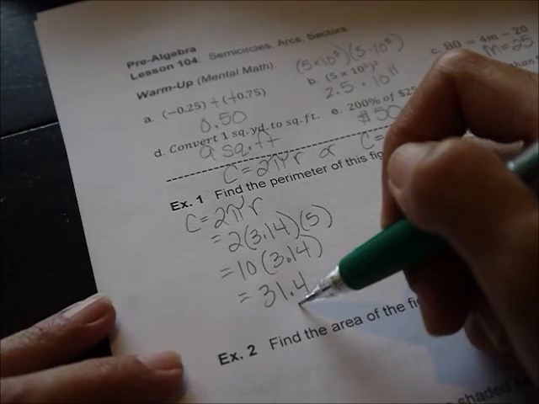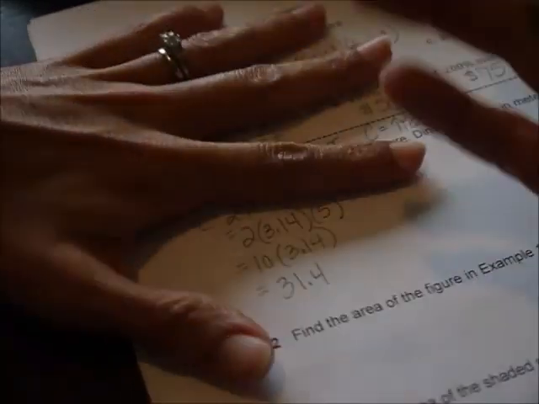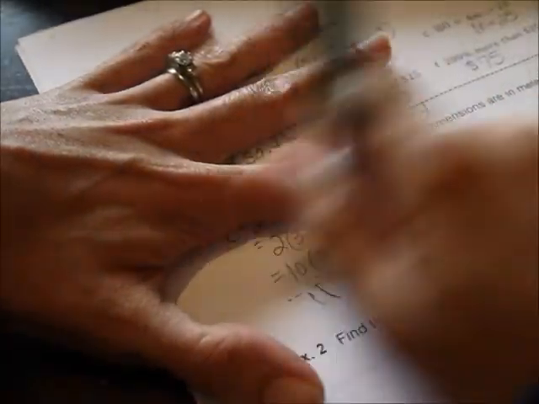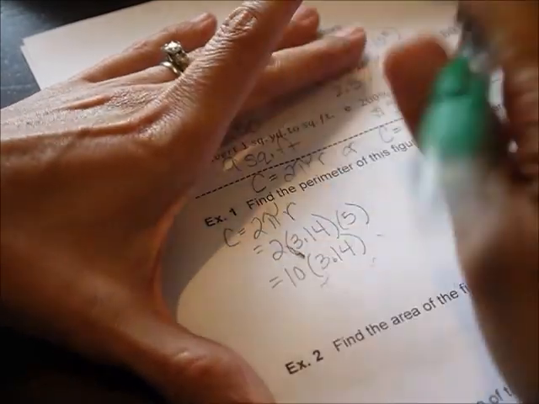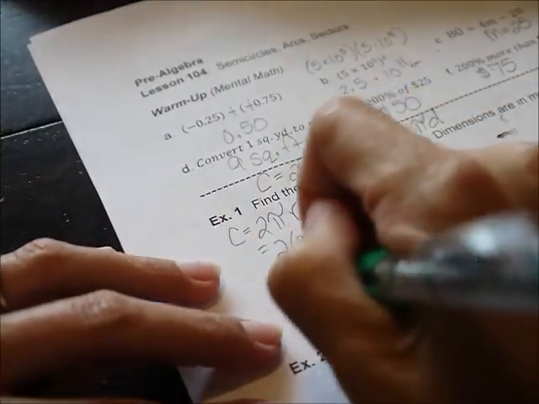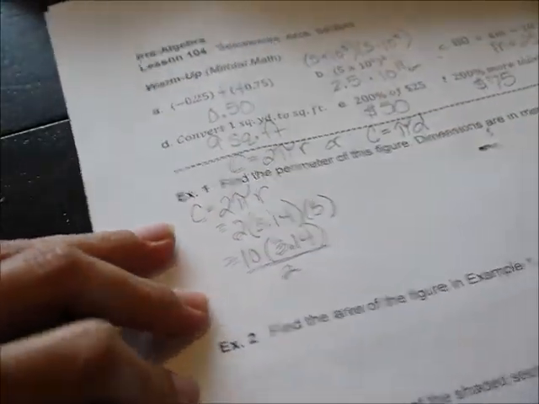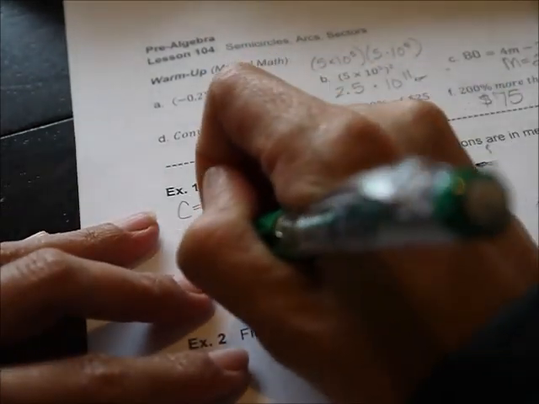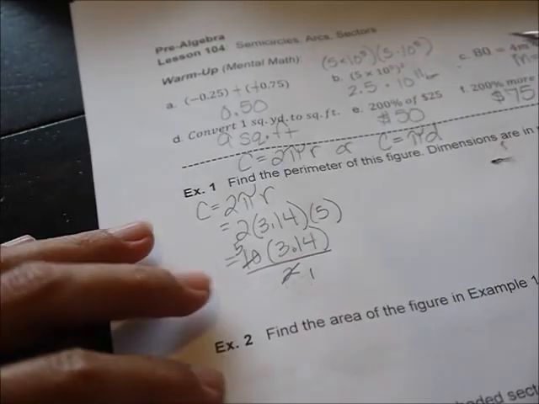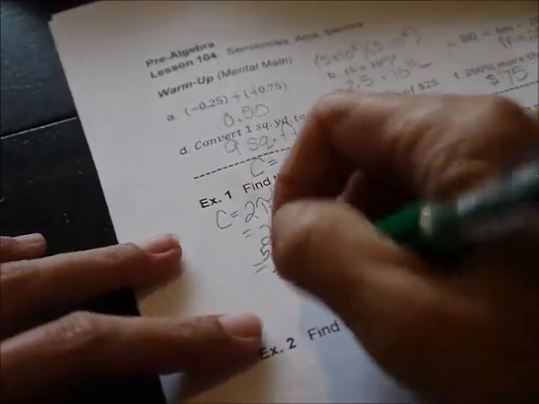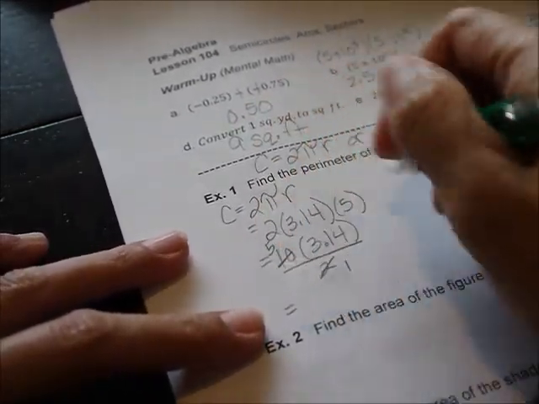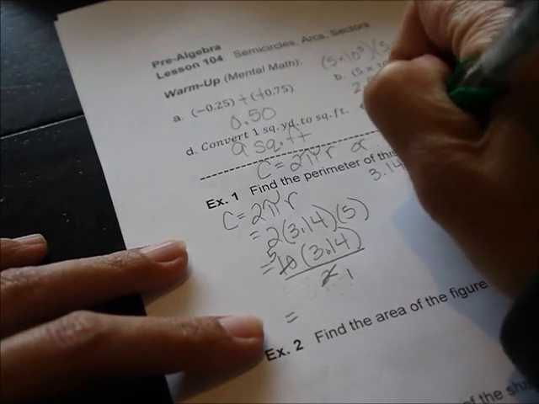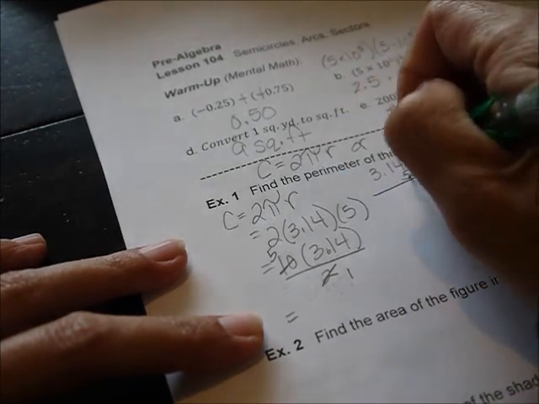Now, and we could go do that off to the side. But let me show you something. We can divide that whole thing by 2, or we could have done this. Divide by 2 right here. And then the 2 and the 10 cancel. So we have 5 times 3.14. And that will give us the semicircle, right?